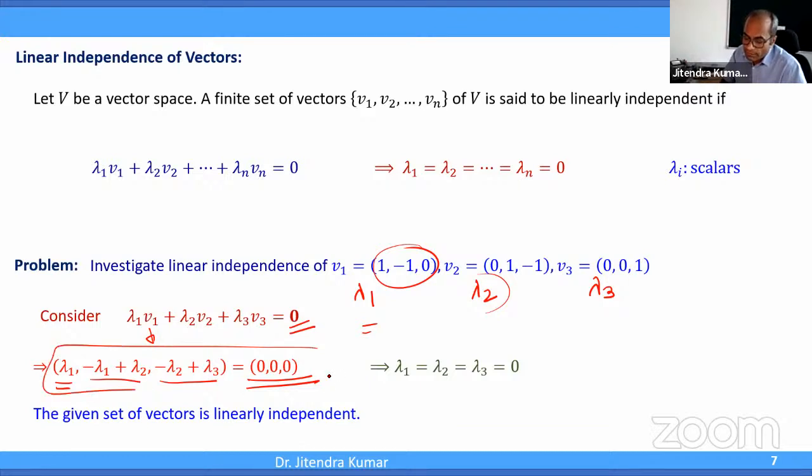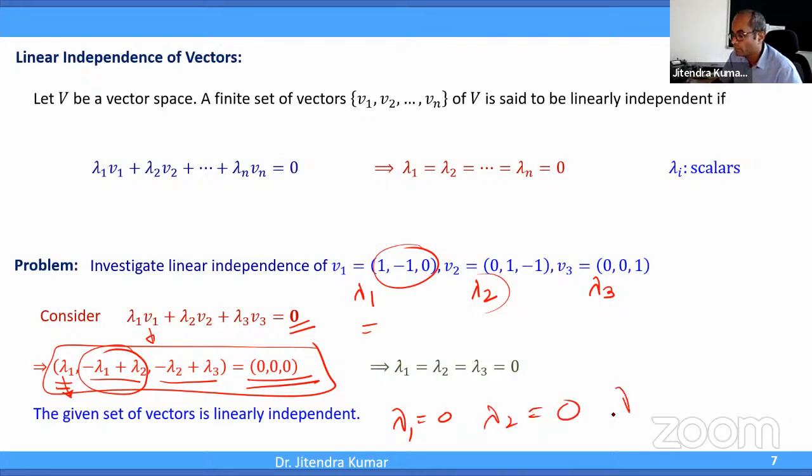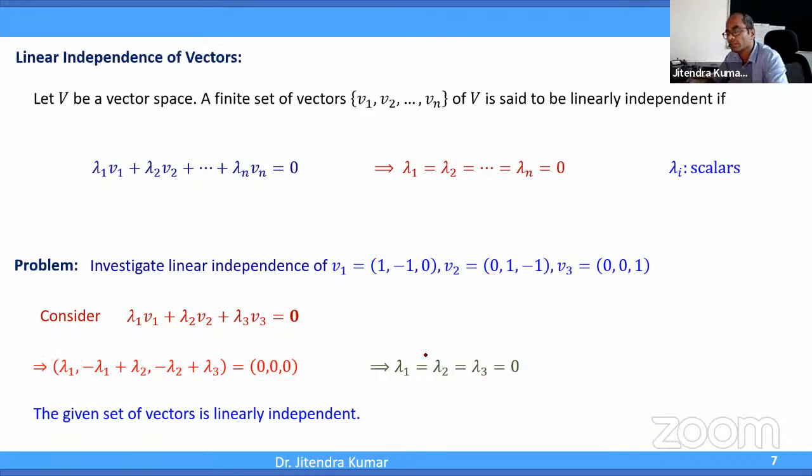Once we solve this, it's easy, because lambda 1 has to be 0, as we realize from comparing the first component. Then comparing the second one, if lambda 1 is 0, lambda 2 has to be 0, and if lambda 2 is 0, then lambda 3 has to be 0. So all of these are 0, and therefore we can say that the given vectors are linearly independent.